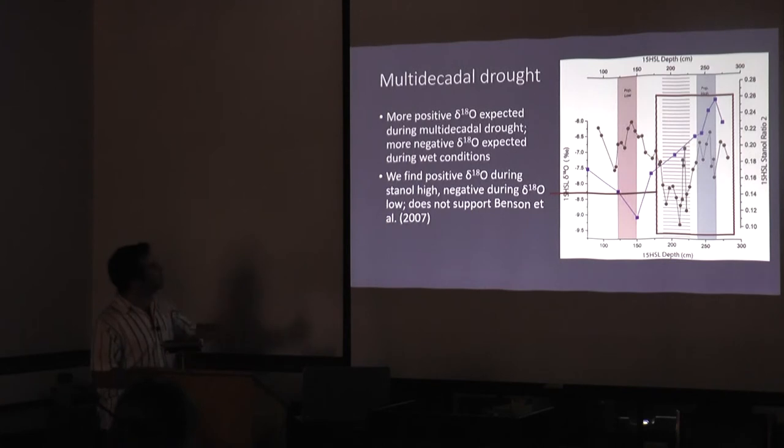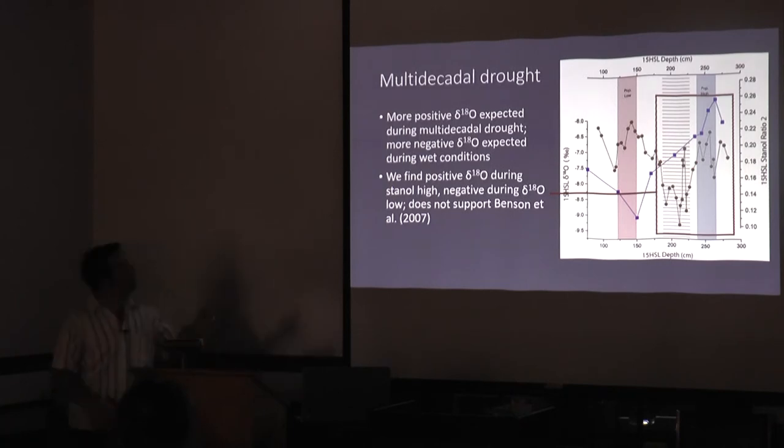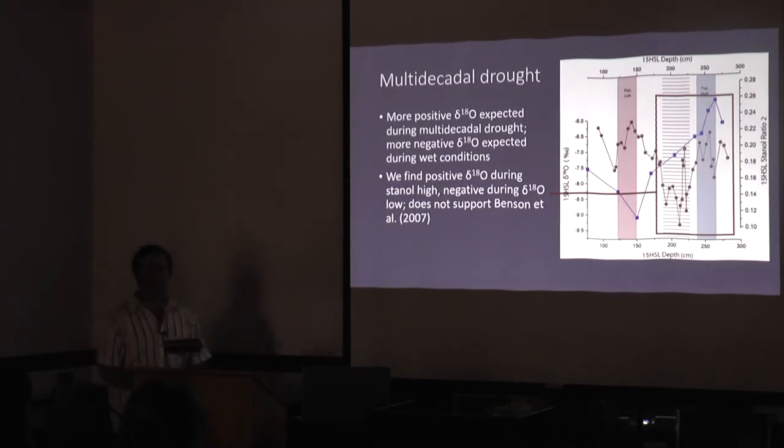We would expect that if there was a large-scale drought, the oxygen isotope delta 18 values would become more positive. So you'd expect these isotope data here in orange to be more positive during a drought and more negative during wet conditions, for a very large drought with a lot of evaporation. But instead, what we find is positive delta 18 during the stanol high and negative delta 18 during the low, which does not support Benson's idea. That's saying that there was a drought when most people were there and that things got wetter when people started to leave, which is the opposite of what he suggested.